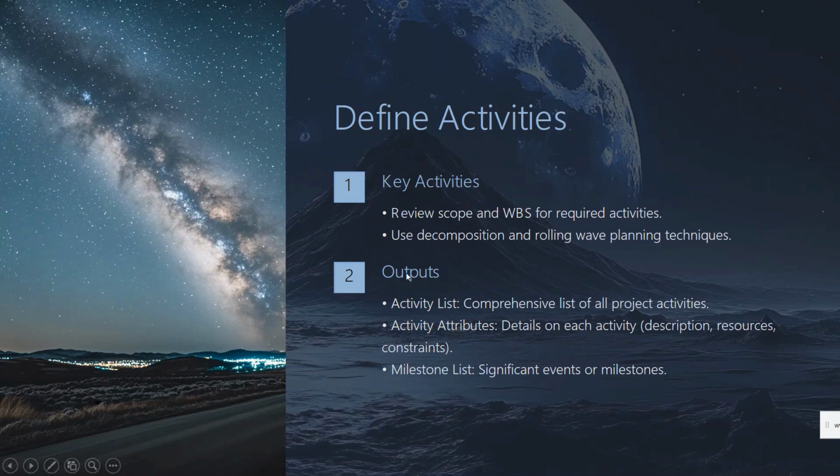Next we have the outputs. In output we will have the activity list. The activity list is a comprehensive list of all activities that will be required to complete the project. Then we will have the activity attributes, which give additional detail on each activity such as description, resource requirements, and constraints. Next we have the milestone list. The milestone list is a list of the significant events or milestones in the project.